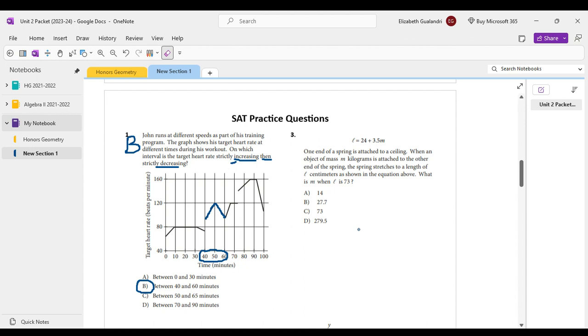I'm not going to go quite in order because I'm going to go top to bottom. So question number 3 here. One end of a spring is attached to a ceiling.